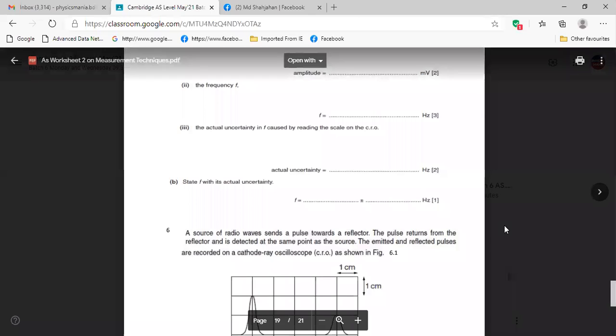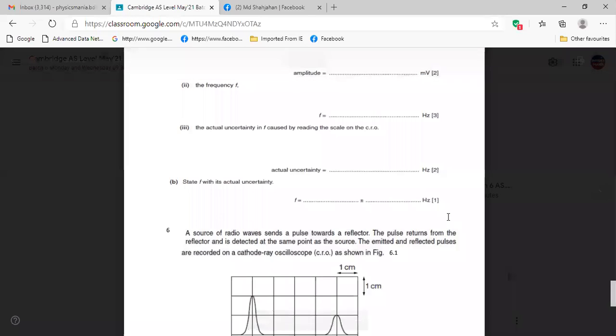It was 5.5 mV. Millivolt, right? Yes, sir. The frequency F was 526, right? Yes, sir. 526 hertz.